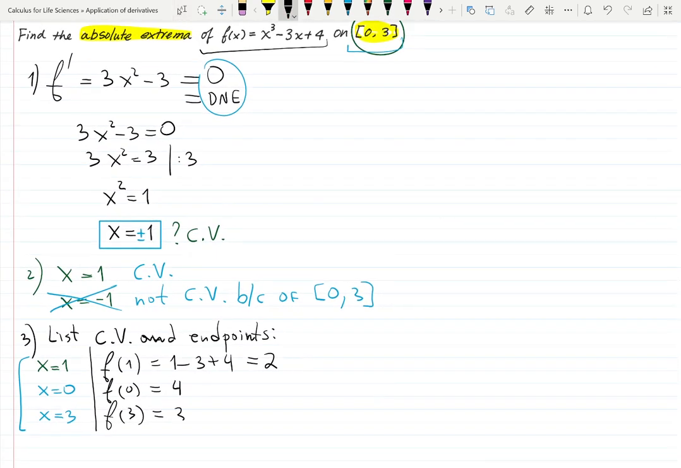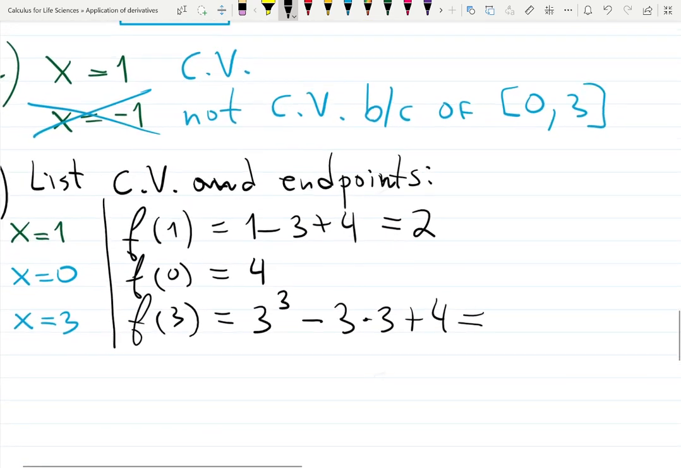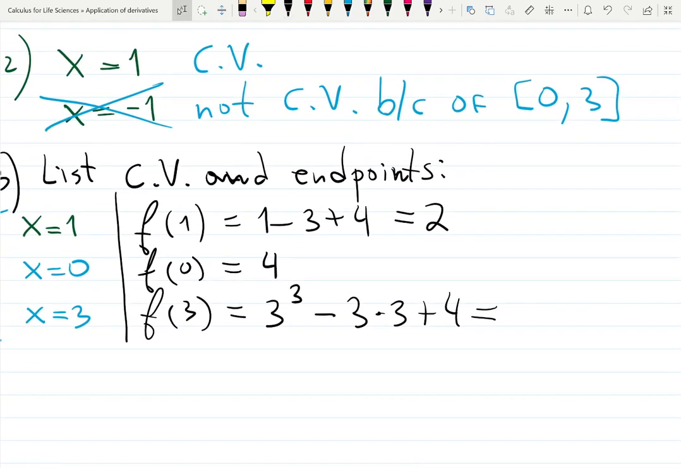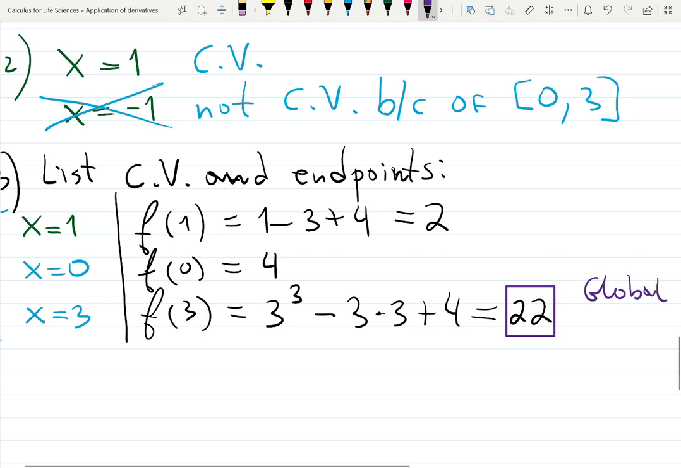27 minus 9. 3's cube, yeah, 27. Minus 3 times 3 plus 4. 22. Thank you. Good job. So we have 3 values. I will not put them in boxes because we don't need all 3. Choose the winner. What is the biggest number here? 22. Good job. So 22 is your global, the biggest one.